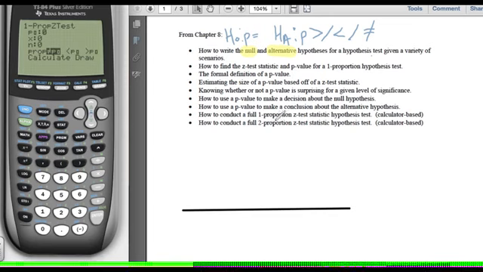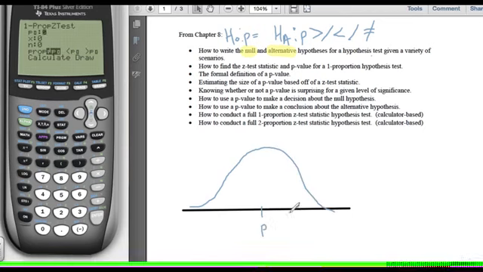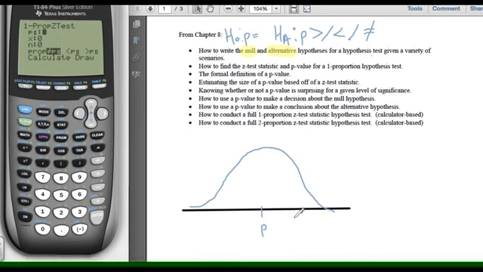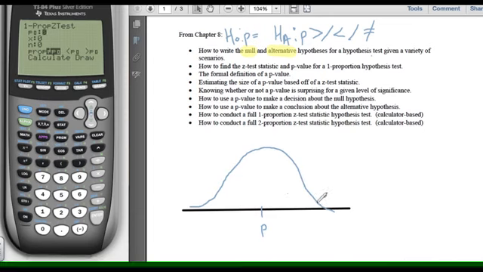We should be using the normal curve, as we're checking the central limit theorem. On that normal curve, our p is in the middle, and then our p-hat would be somewhere to the right or to the left, depending if it's greater than or less than.